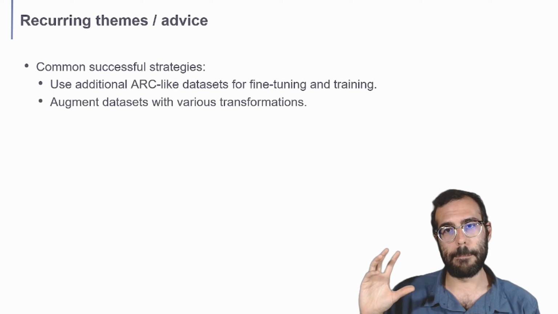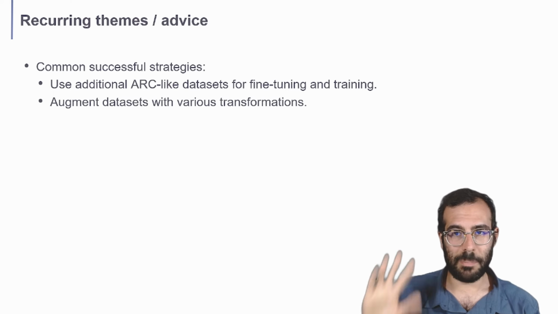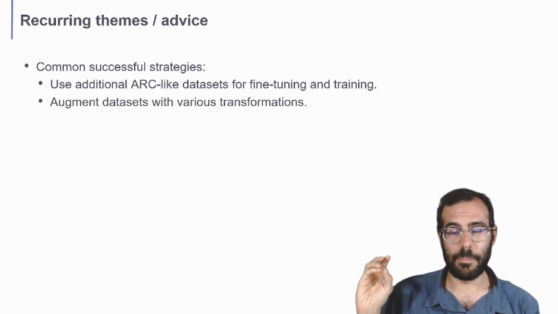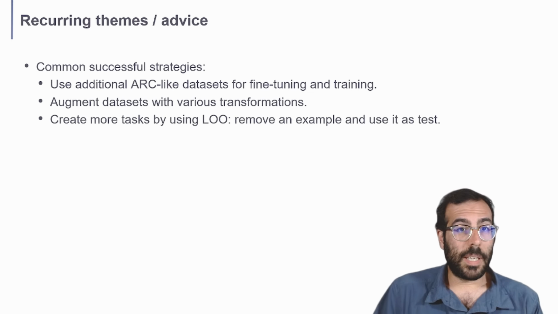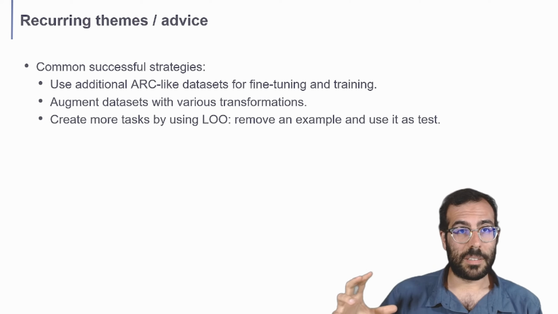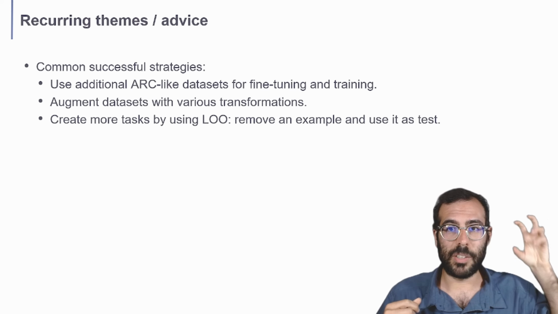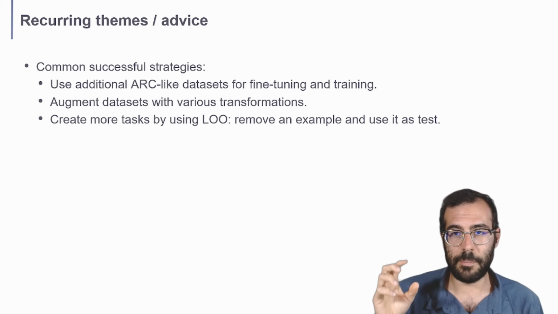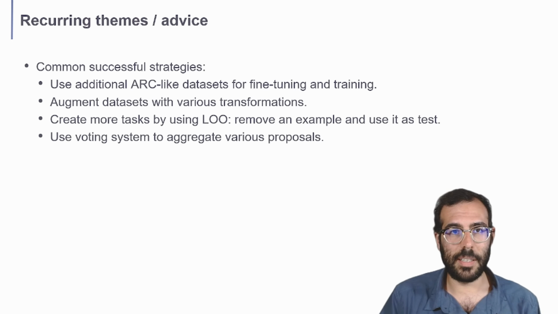So you can do it at home on the publicly available sets. You can do it at test time on the private tasks. You can also create more tasks by using this leave-one-out approach. So you remove an example and then you use that as if it was a test case where you know what the solution is.